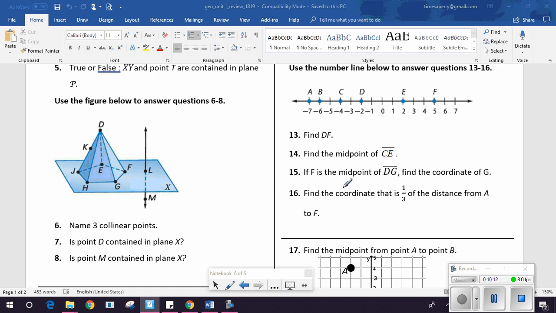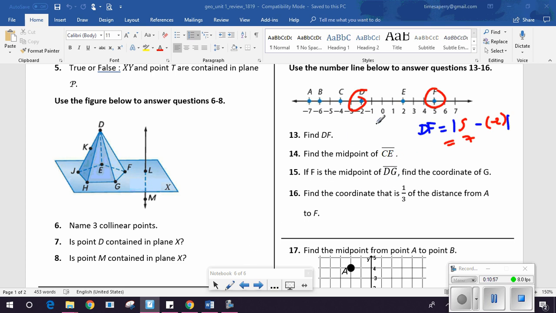Number 15 says, if F is the midpoint of DG, find the coordinate of G. As you look at my number line, you don't see G on it. So the first thing we have to do is find the distance between D and F. So find DF. So again, we apply the distance formula for DF. F's at 5, D is at -2, and we found this one already, which is helpful. So we said the distance was 7.